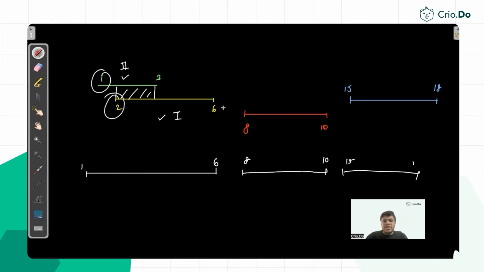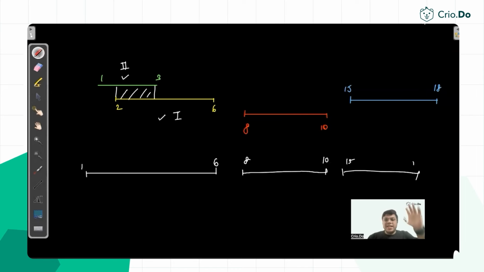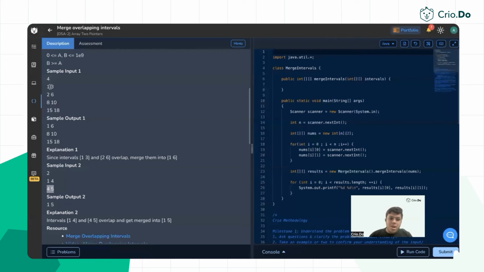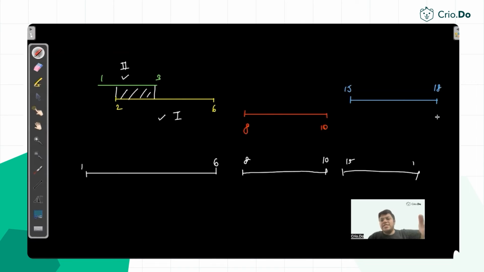That is, we can just sort all of them on their starting points, or we can also sort all of them on the ending points. You can do it in any fashion. The code or the approach will slightly differ. What I am going to do is sort all the intervals based on the starting point. Although in the sample input, all of these intervals are already sorted on starting point, 1, 2, 8, 15, it is not necessary. It can be anything.